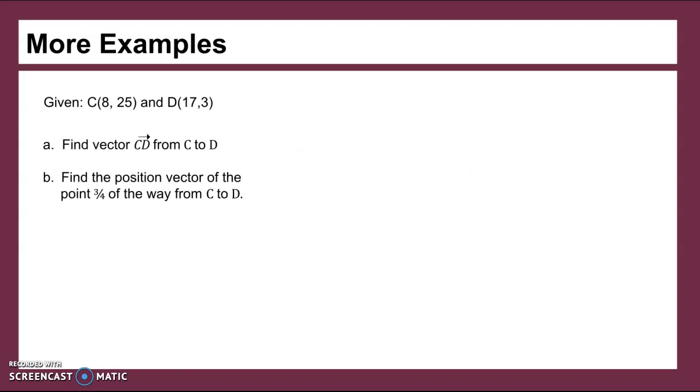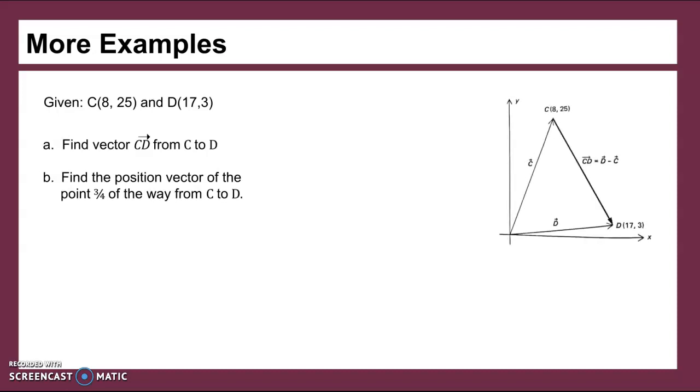All right, let's suppose I give you 2 points, and I ask you to find the vector that goes from one to the other. The direction it's headed matters because you're going to find a vector that goes from C to D. If I found the vector that went from D to C, I'd get one of the same magnitude, but of course I'd have the opposite direction. Well, the way you do that is you picture it like this. Here's my vector C and my vector D. I want to go from C to D. You're going to subtract the components.